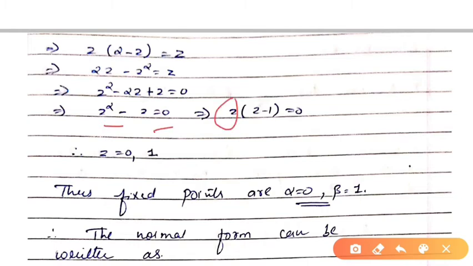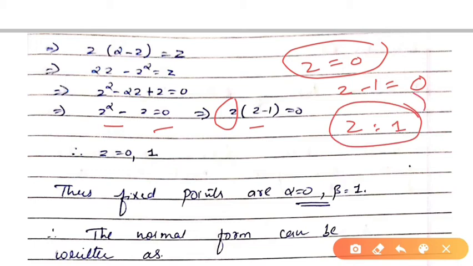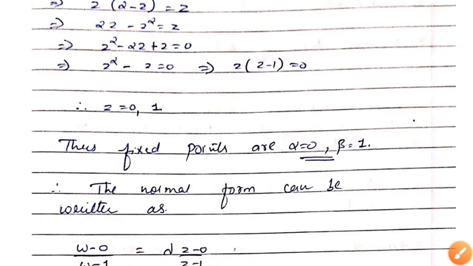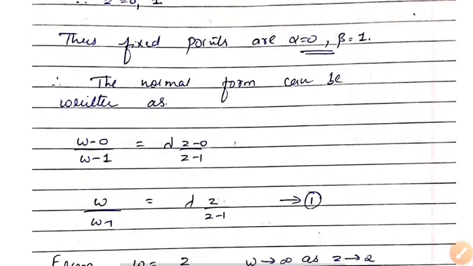Now I will take this Z common, so you get Z minus 1 equal to 0. From this we can write z equal to 0 and z minus 1 equal to 0, right? So you get here z equal to 0 is 1 point, and from this equation you get z equal to 1, that is the other point. So the fixed points are, we take this as alpha and I am taking this as beta. So alpha and beta are the two fixed points of the given bilinear transformation, right?